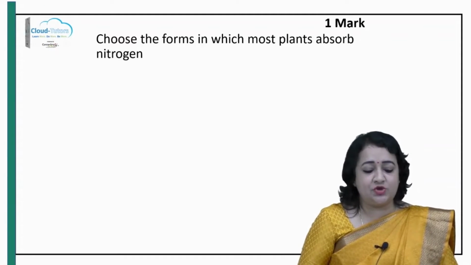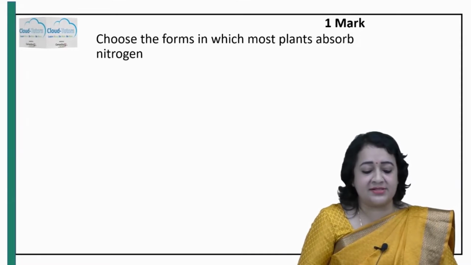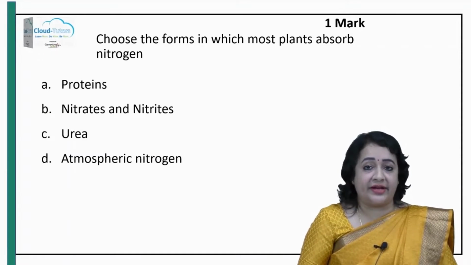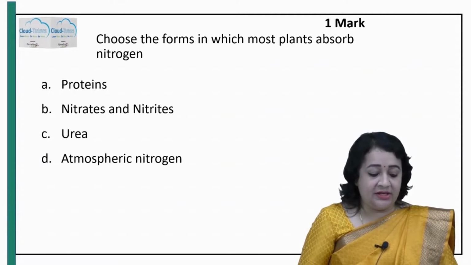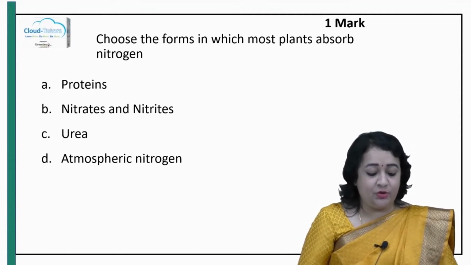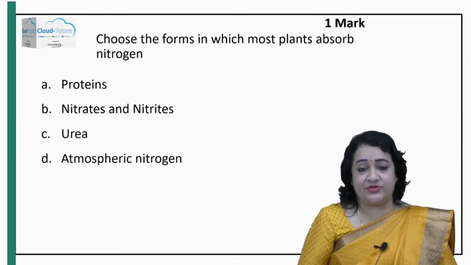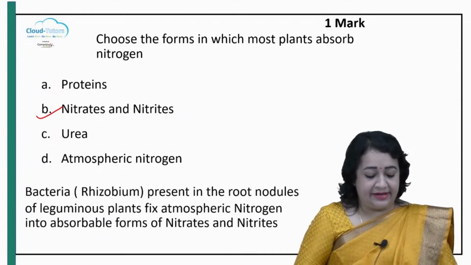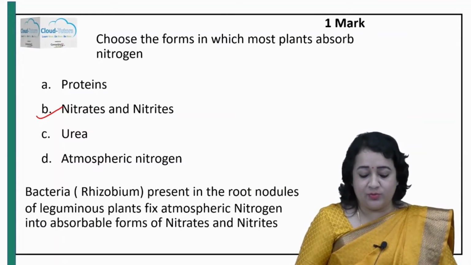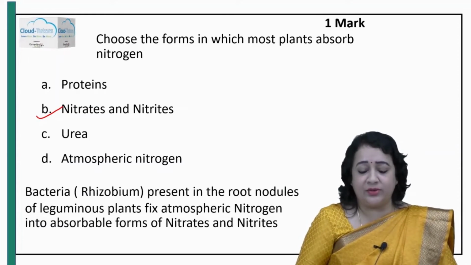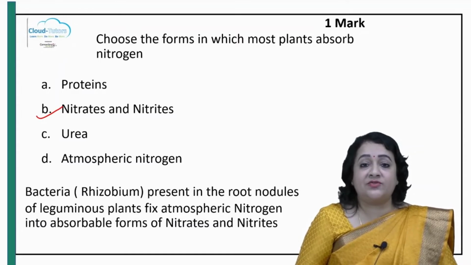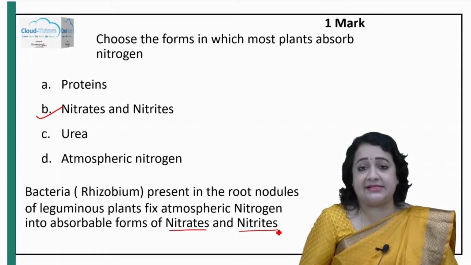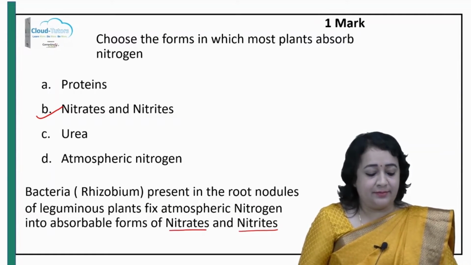Next question. Choose the forms in which most plants absorb nitrogen. So what are the absorbable forms of nitrogen? Protein, nitrates and nitrites, urea, atmospheric nitrogen. So the absorbable form is nitrates and nitrites. The bacteria rhizobium present in the root nodules of the leguminous plant fix the atmospheric nitrogen into absorbable forms of nitrates and nitrites. So answer is B.